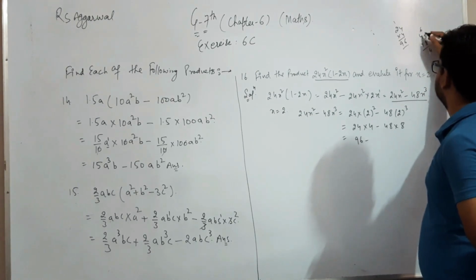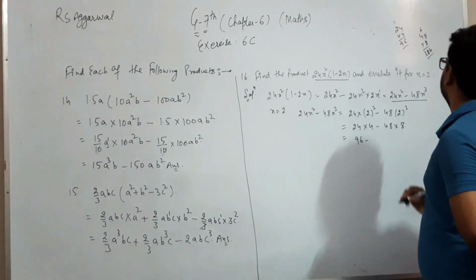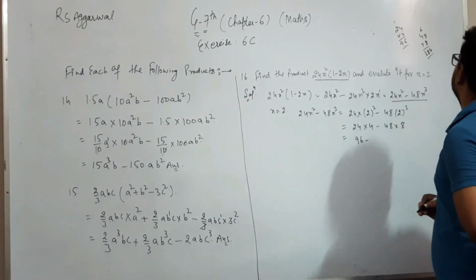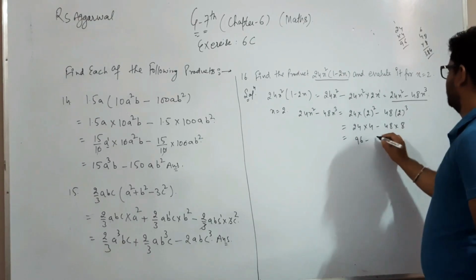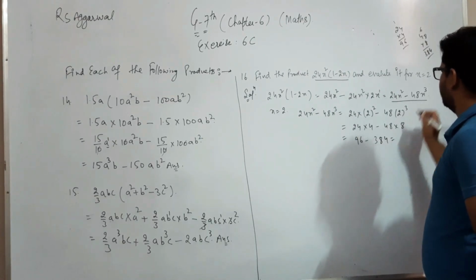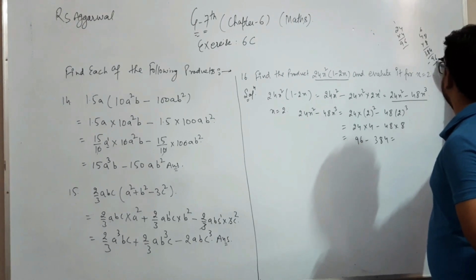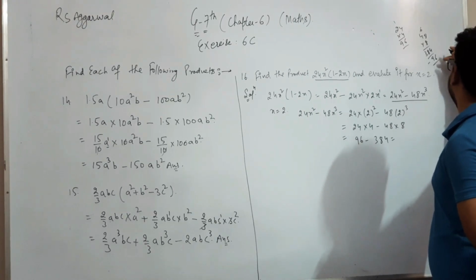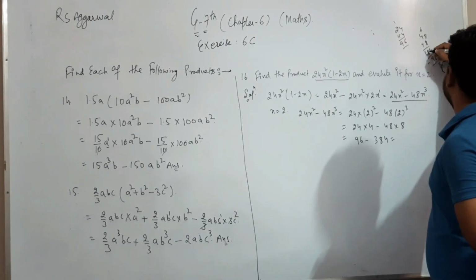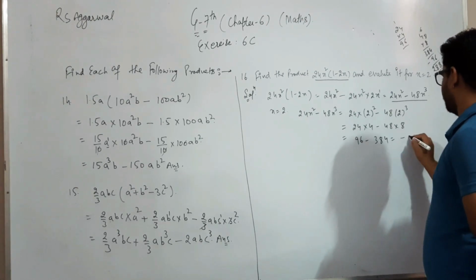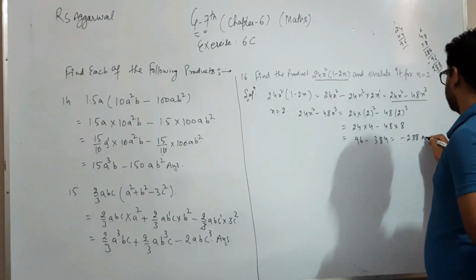4, 6, 3, 8, 4. Okay. So 3, 8, 4 is subtracted with 96. So what is left? 14 minus 6 is 4 and 2 is 8 here. Then it is 17, 7 into 8, then 2, 288. So minus 288 is the answer of this.